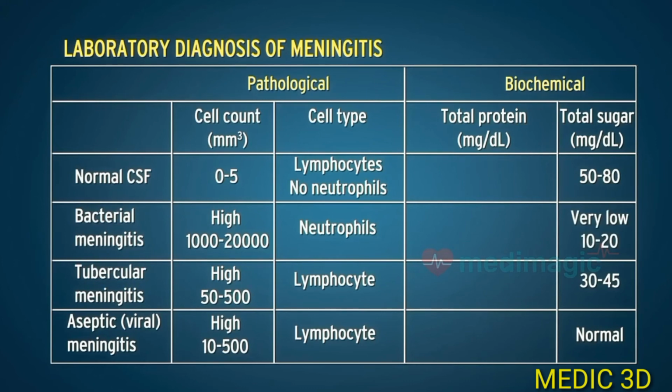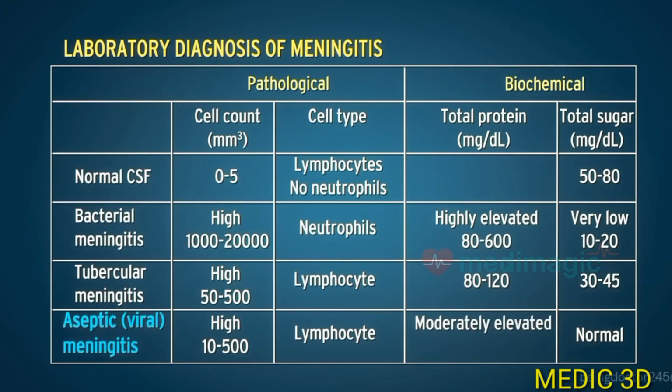The protein concentration is highly elevated in bacterial and tubercular meningitis, 80 to 600 milligrams per deciliter, while it will be moderately elevated in viral and fungal meningitis, 60 to 80 milligrams per deciliter. Normal CSF has 15 to 40 milligrams of protein per deciliter.